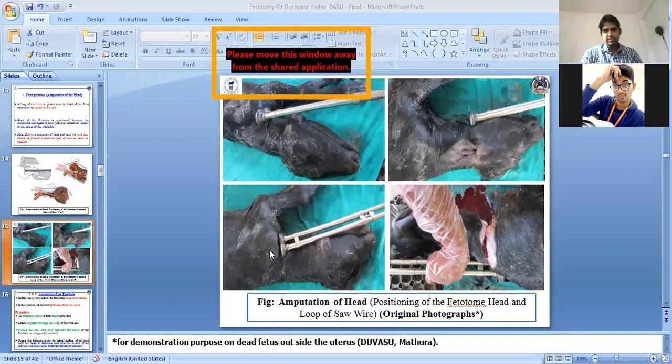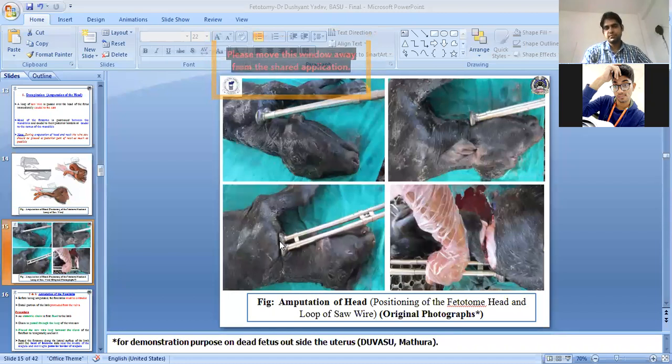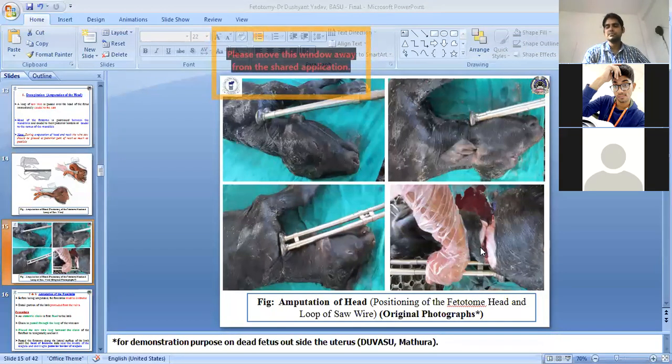But sometimes it is required to remove the head and neck of the fetus both. So we should apply the fetotome head just above the scapular joint, with the wire shaft at a right angle to the fetotome head. Okay.